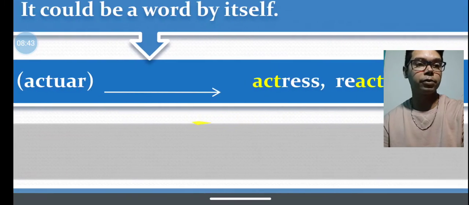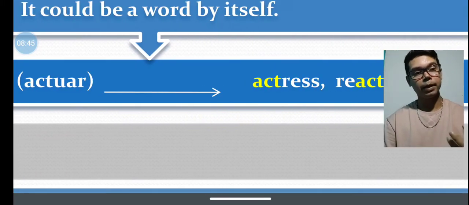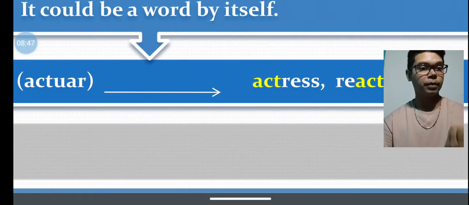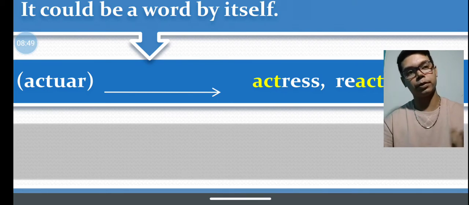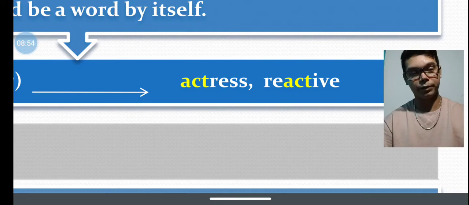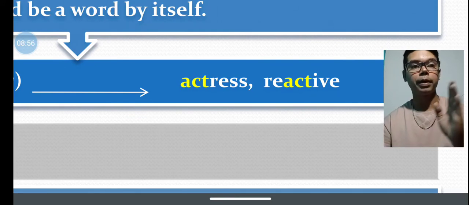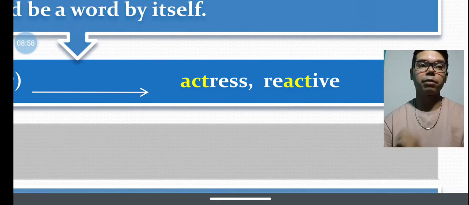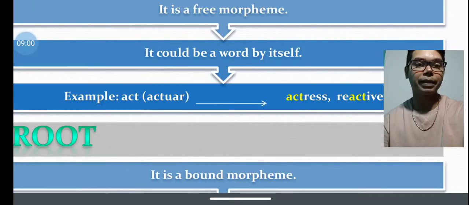Aquí tendremos el caso, sería la palabra actress. Se le agregó un sufijo. Sin embargo, él sigue poseyendo significación propia. Y we also have reactive. Okay? Tenemos el prefijo re, tenemos ive, okay? Reactive, que se unen a esta base.